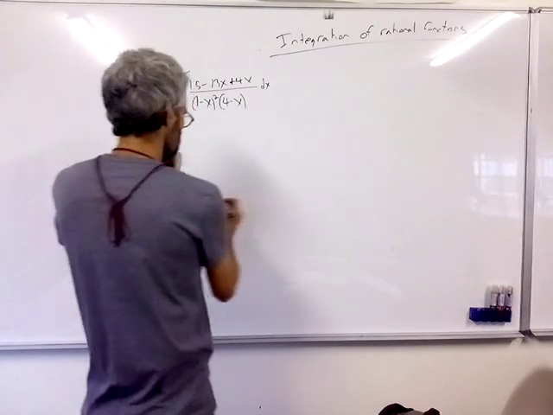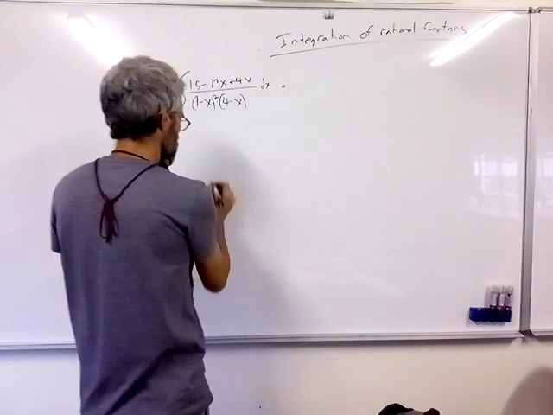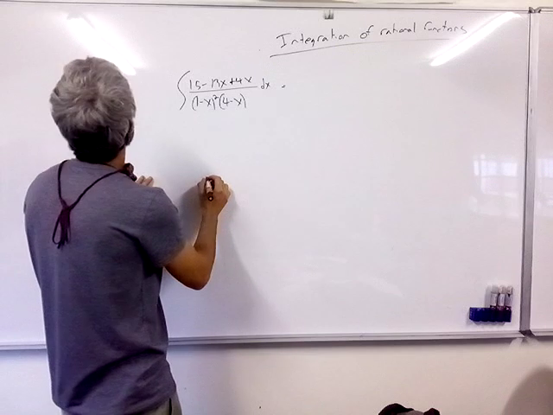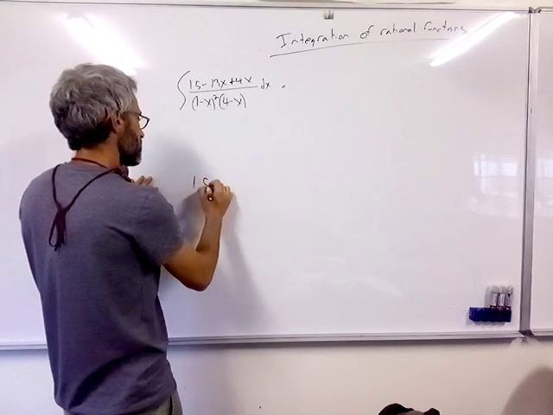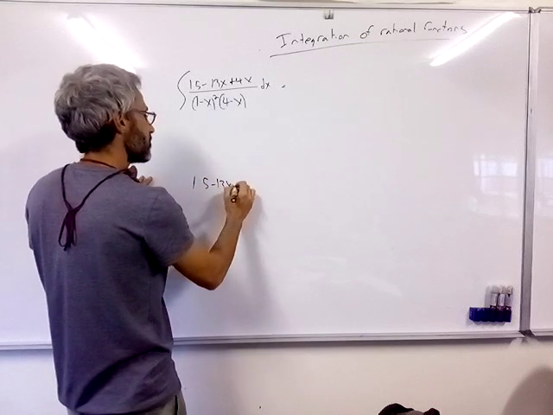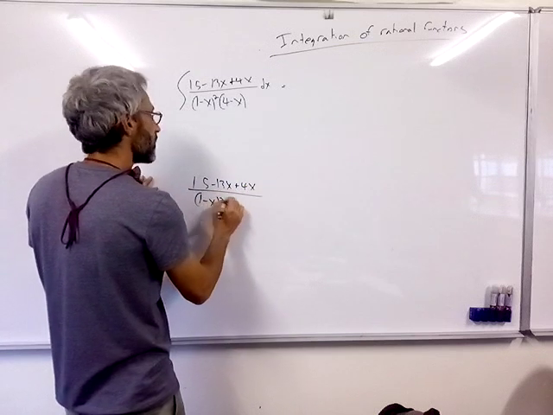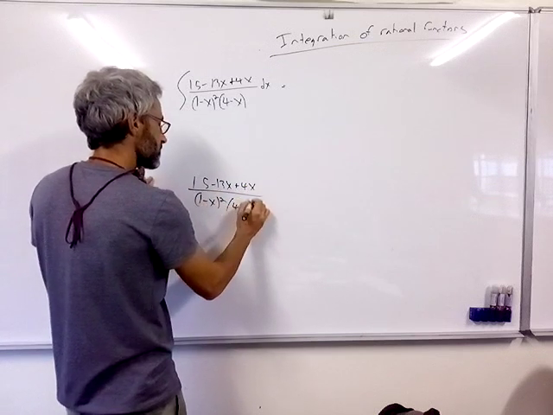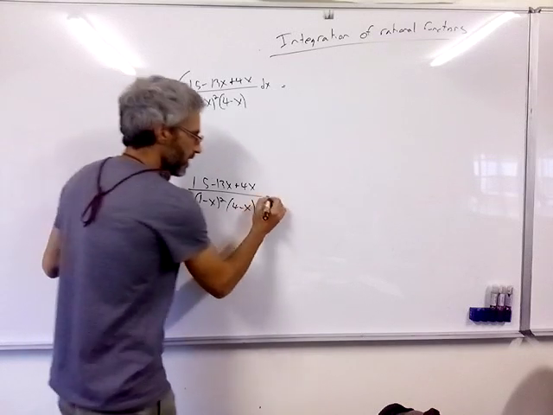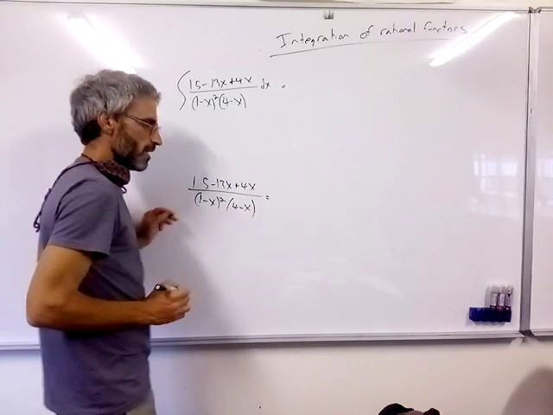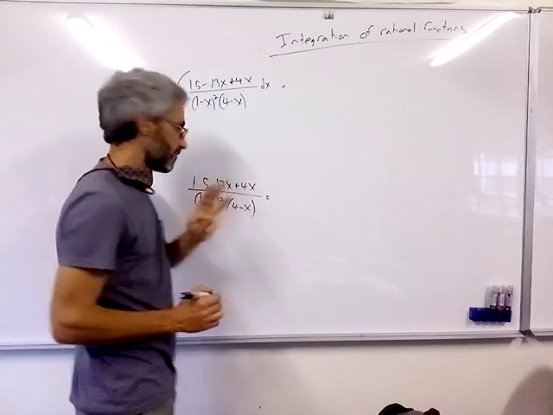Okay, I'm going to leave some space. Hopefully that will be enough space. So I'm going to write down what we need to find out: 15 minus 13x plus 4x squared divided by 1 minus x squared, 4 minus x. We want to separate it. Now, this monster is going to be made out of 3 different fractions.